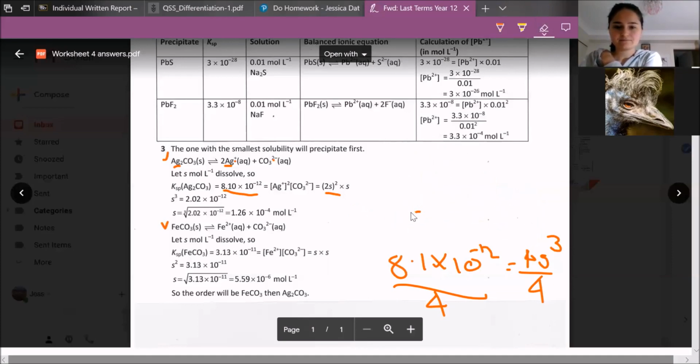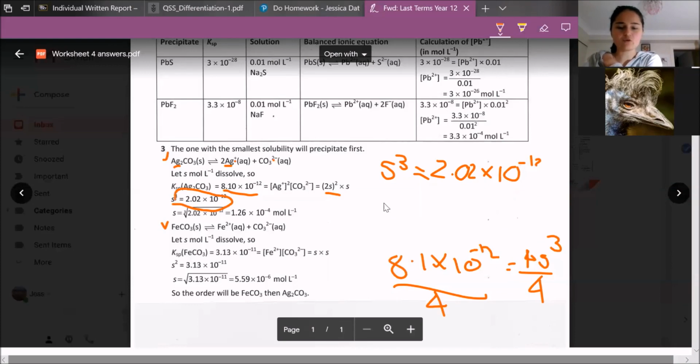Times 10 to the negative 12. You're going to be left with, as you asked me, s cubed. She missed out that step, which is not good because then you don't know what you're doing. She should have probably left that for us because we're the ones supposed to be figuring it out. Okay, so you're going to get this. Does this make sense?